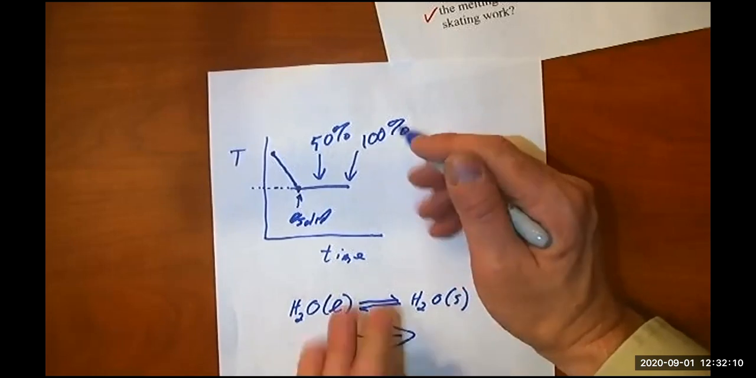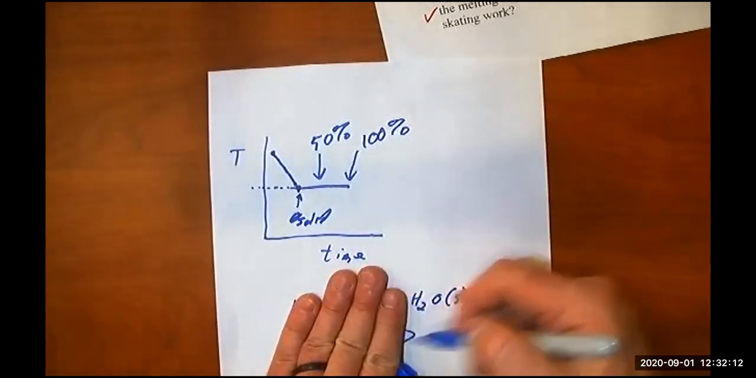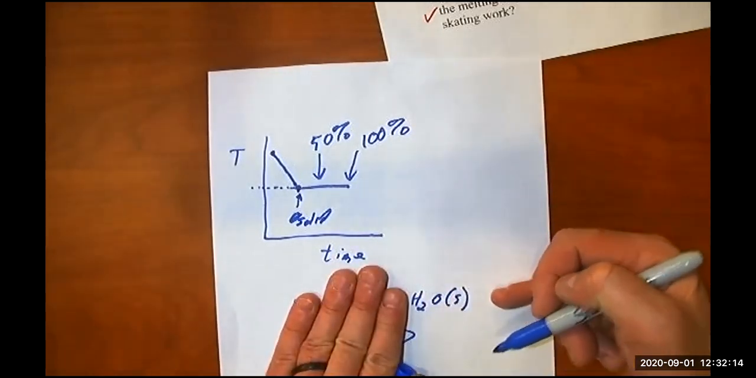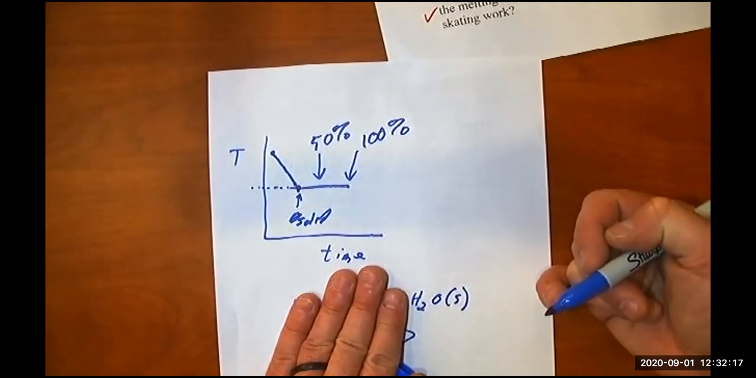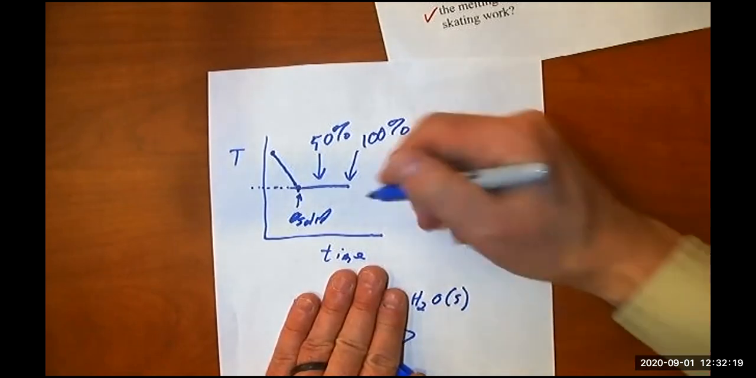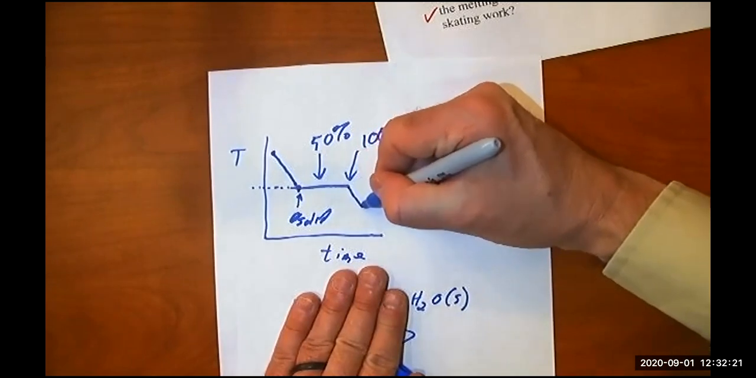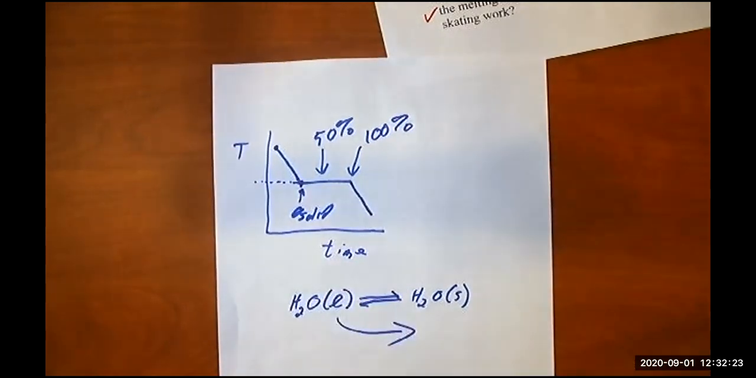Once you get to 100%, it's now all solid. This reaction can't happen anymore. What do you think is going to happen next? It'll start getting colder again. It'll start going down, and you are now continuing to remove heat, remove energy from the system, which will once again cause a decrease in the temperature. Okay, does that make some sense?